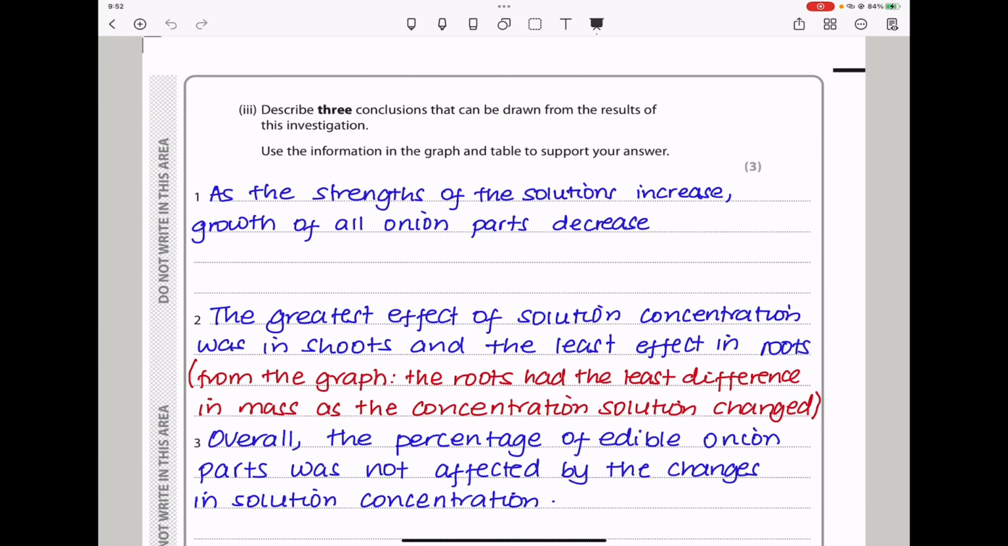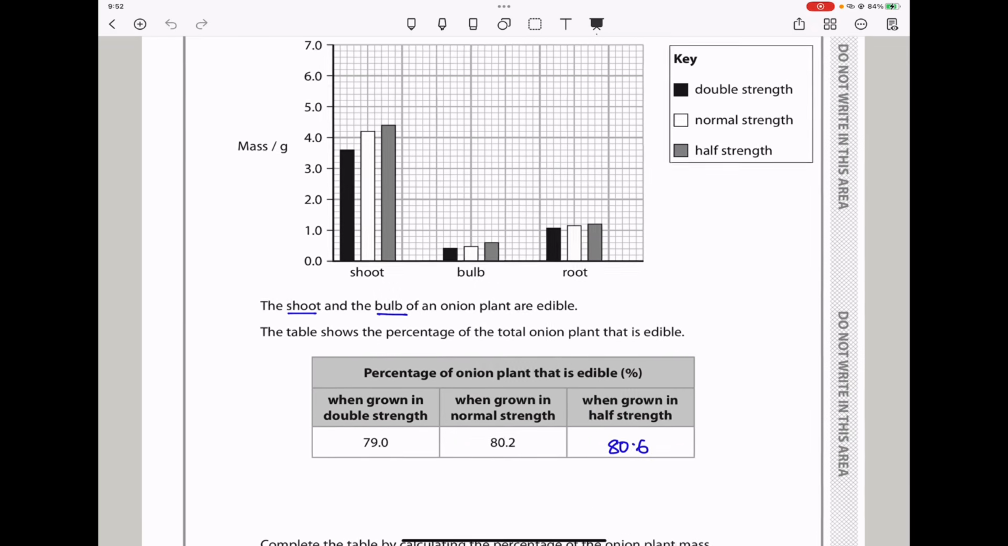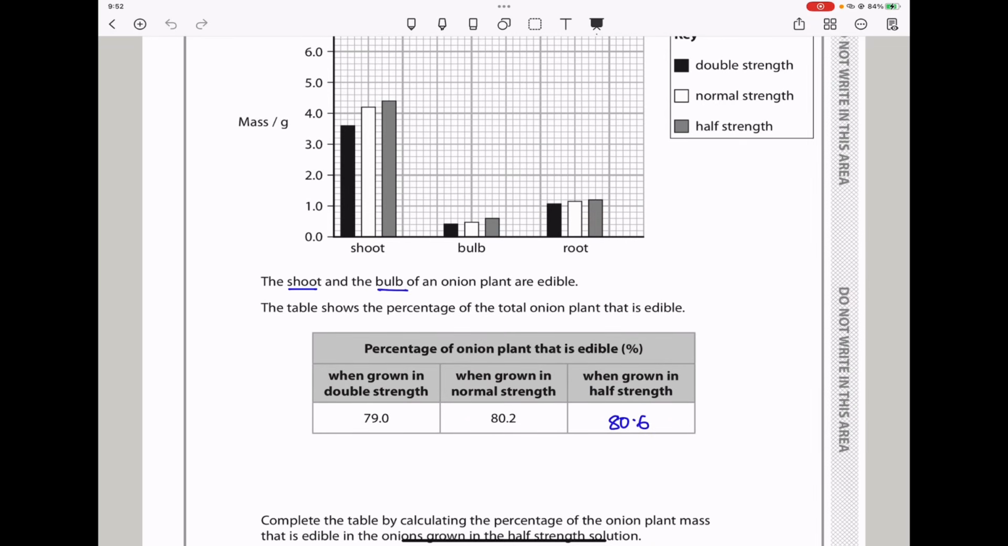Moving on. Here they say describe 3 conclusions that can be drawn from the results of this investigation. They want you to use the information in the graph and the table to support your answer. So when we go back to the graph, we can see half strength had the highest mass, but in the table we see the percentage of onion plants that is edible almost didn't change. 80.2, 80.6, and 79 are close.